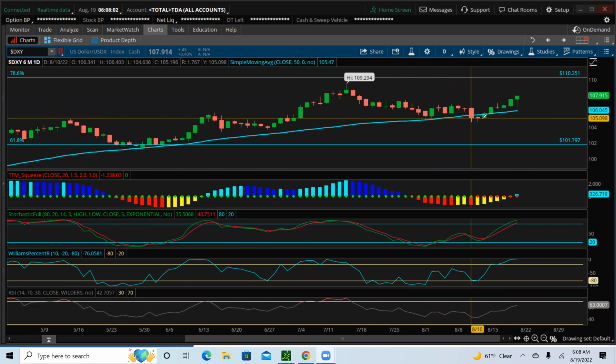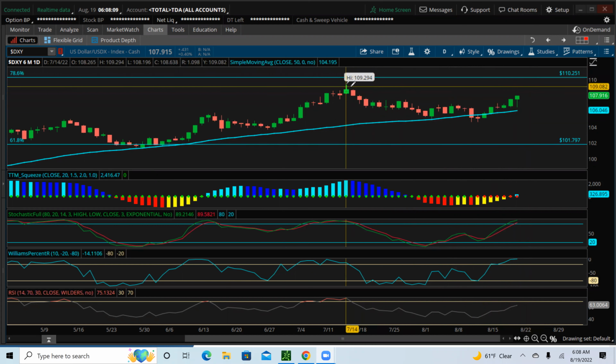So this is the daily chart of the dollar, and as you can see, we're getting a nice little bounce off of this 50-day moving average, and we're starting to hit back up in an attempt to test that 109 level. So over the next couple of days, maybe next week, we could see the dollar really break out above that 109 over the next week or so. So that's something to pay close attention to, which is going to be negative for the overall markets.